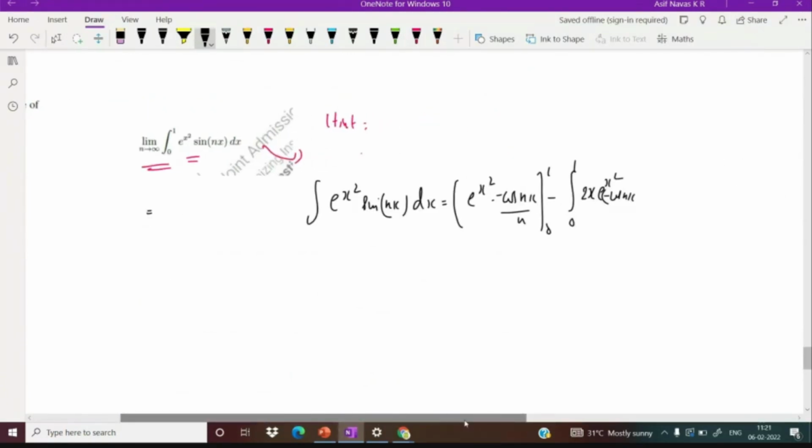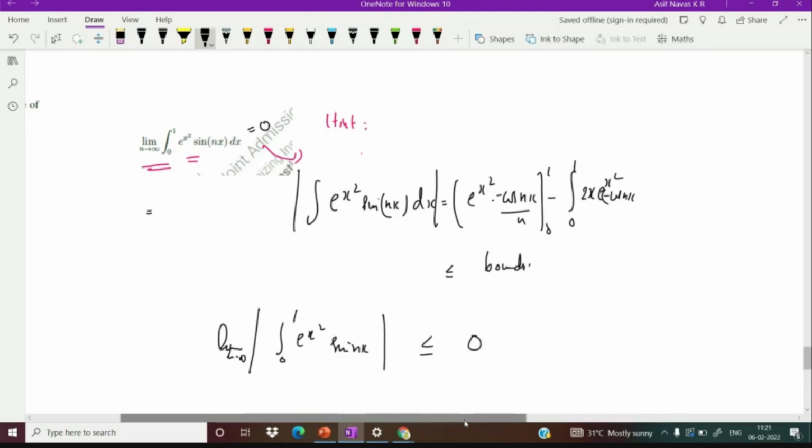Okay. So again what we will do is we will find the bounds, and then I will apply this limit, limit n tends to infinity of the integral from 0 to 1 of e raised to x square sin nx. I can make this limit less than or equal to 0. Then definitely this will become 0.